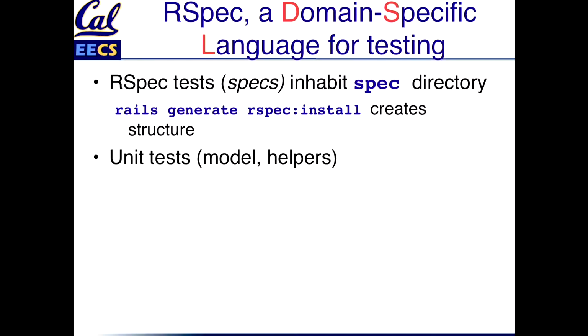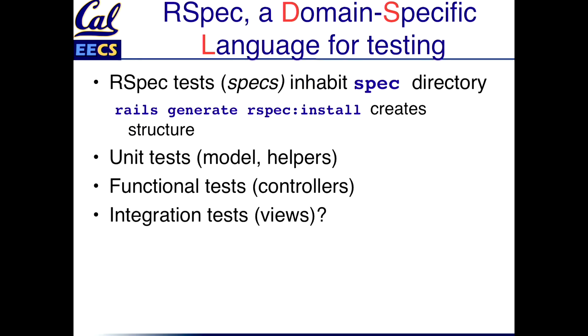And in fact, in order to keep the tests a little better organized for Rails apps, there are three different kinds of tests we're going to write. There's the unit test, which mostly tests the model, sometimes tests the helpers. There's functional tests, which mostly test controller methods. And what about integration tests? Could we write RSpec tests around views? Well, some people do, some people don't. There's mixed opinion about it.